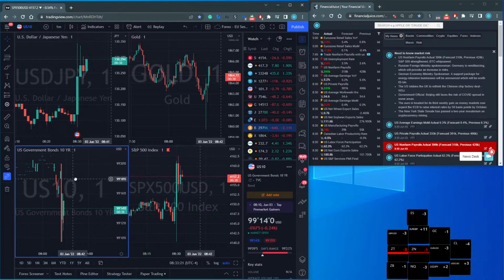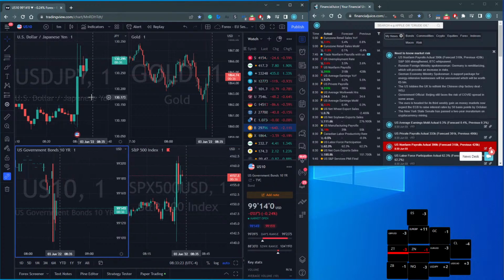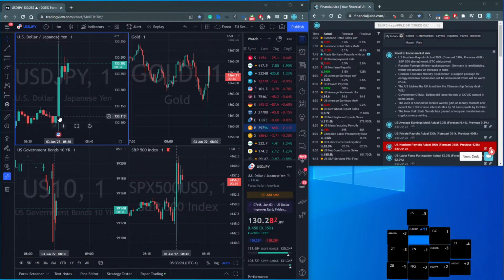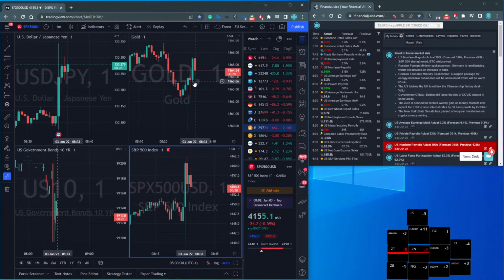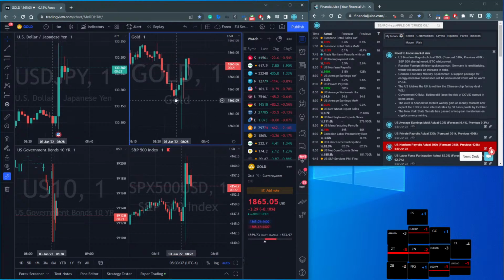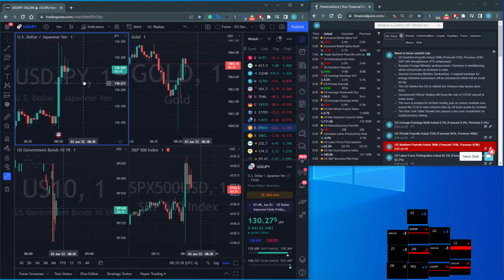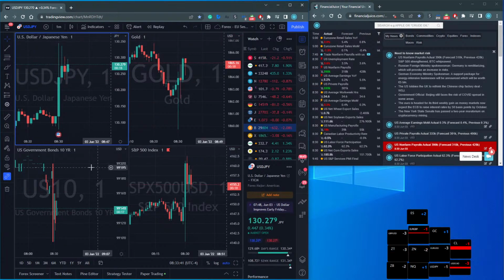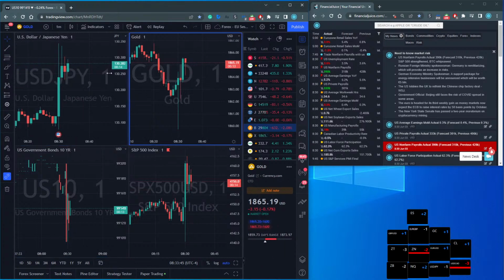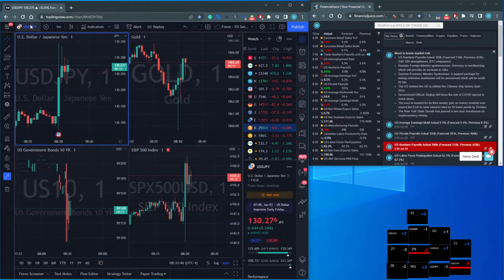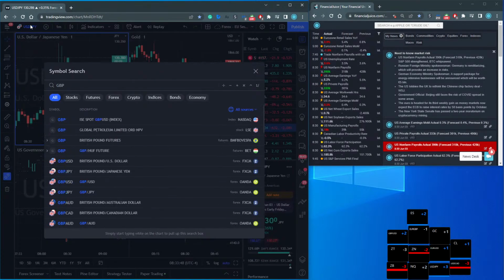So yeah, we did get the movement there, that pop up on the dollar yen. Let's have a look at gold. Okay, so gold had seen a bit of a movement towards the downside there. Then let's move it back towards the upside. Let's bring up, so keep the government bonds there. Let's see what happens. GBP USD. That was the biggest move last time.